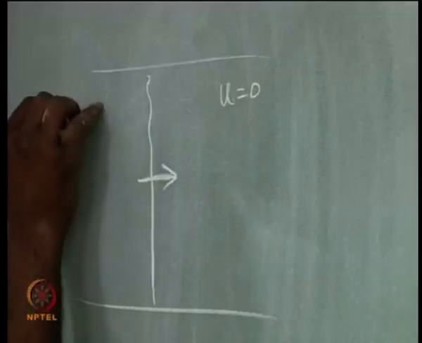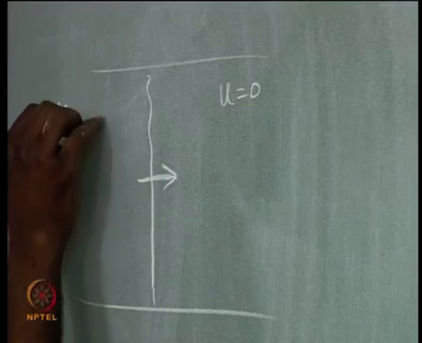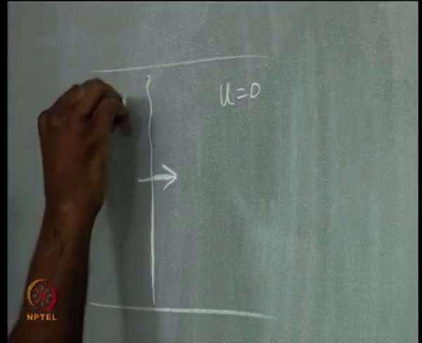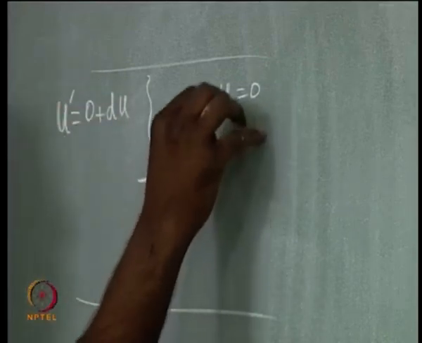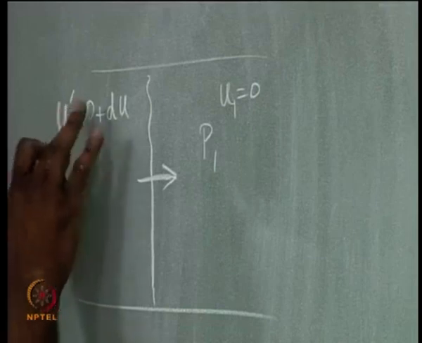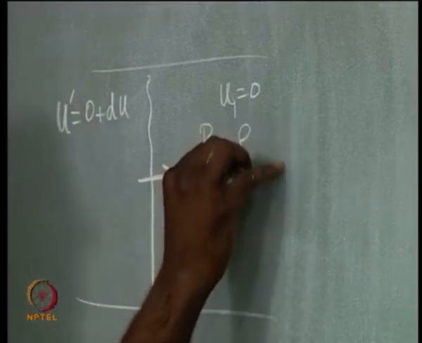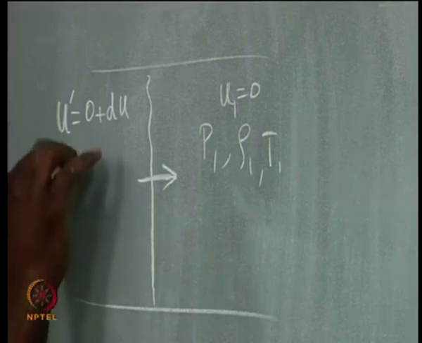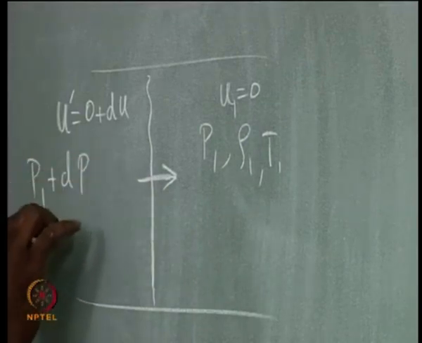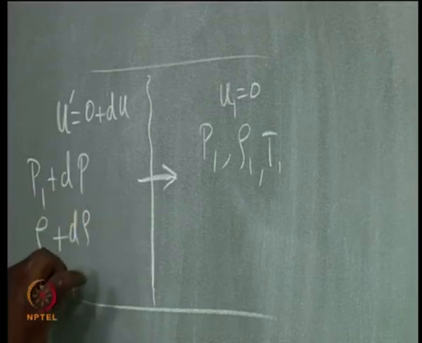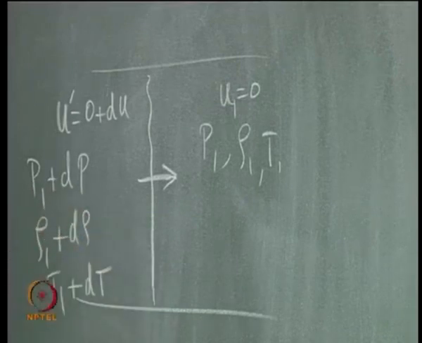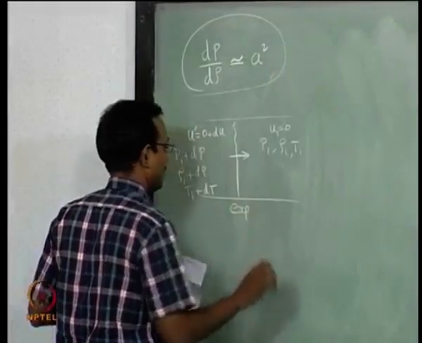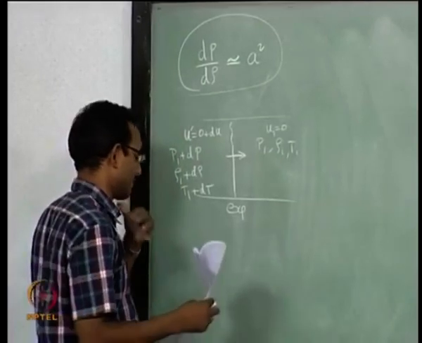What will happen here? This will be u prime equal to 0 plus du. p1, u1 I will put, u1 will be 0 here, fine, rho 1, t1. p1 plus dp, rho 1 plus d rho, t1 plus dt. Same thing, except for now I am going to call this the expansion wave, a single expansion wave, not a whole bunch of them, just one wave.